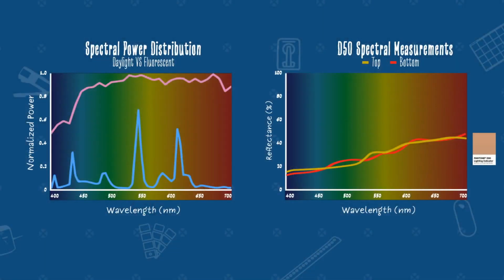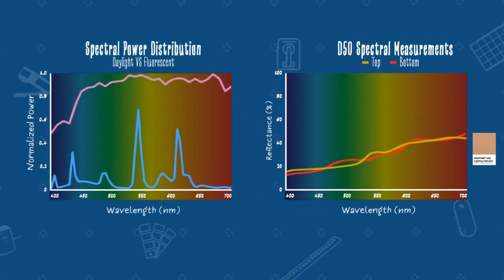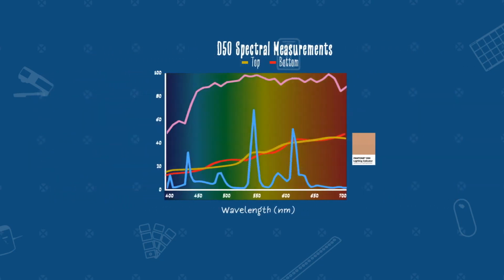So back to our metameric issue. Here we can see the spectral measurements of the top and bottom of the lighting indicator. They are definitely different. The color of the indicator can shift depending on where the wavelengths of the physical sample align with the spectral power distribution of the light source. So guess what happens when we match the two spectral curves? We get a match under every lighting condition.